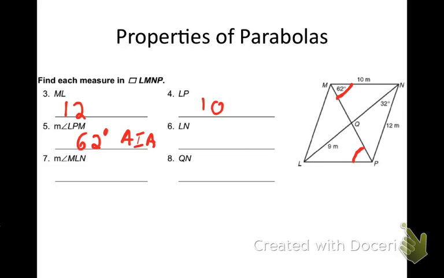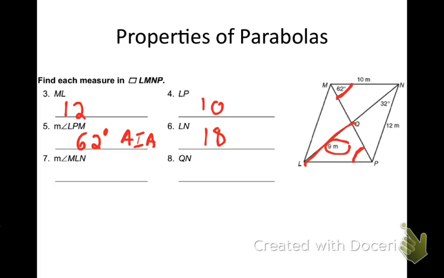What about number 6, LN? What would the distance for LN be? LN is 18. How do you know that, sir? Because LO is 9. LO is half. Good work, sir. That's great. Couldn't have explained it better myself.